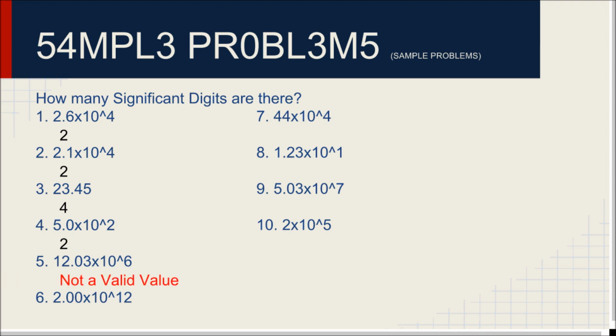But the next one is not valid because if you recall, the coefficient, which in here is 12.03, must be between 1 and 10, including 1. So this is not a valid value, and this is not scientific notation. Moving on is 3, again invalid, 3, 3, and 1.